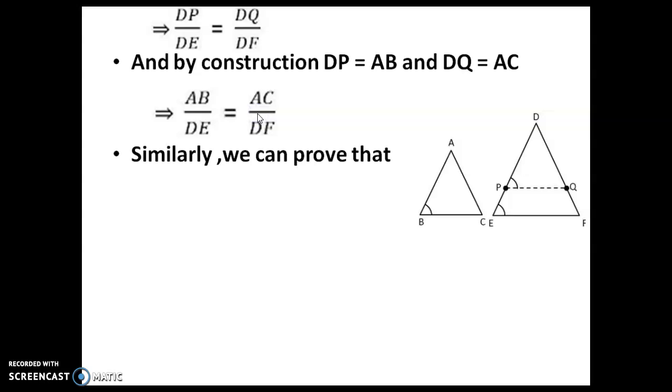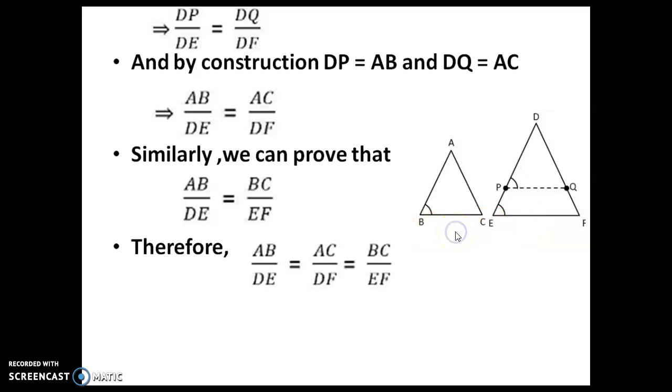Then similarly we can prove that AB by DE is equal to BC by EF. So this is what we want: AB by DE, AC by DF and BC by EF. These proportions are equal. That's what we proved here.